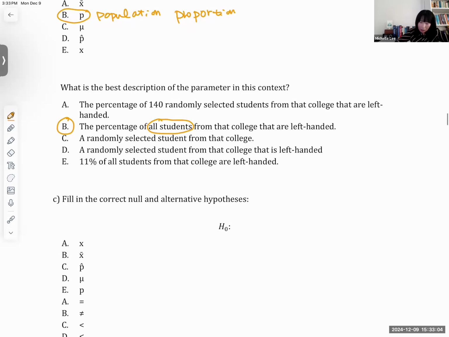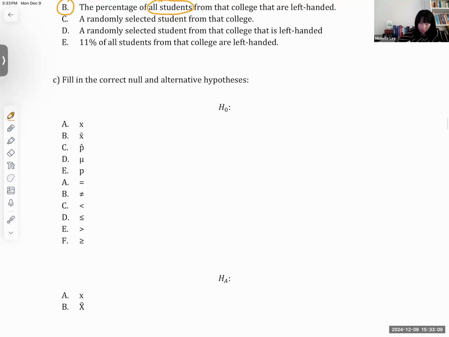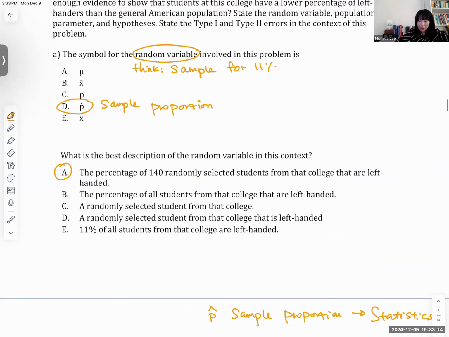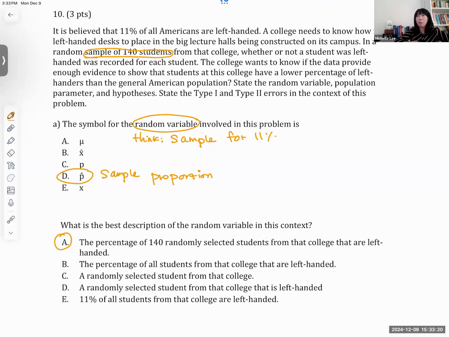Okay, we need to fill in the correct null and alternative hypothesis test. All right, so I want to read it again, and then can you please set it up? What is the null hypothesis and alternative hypothesis? Null hypothesis, how do you set it up?